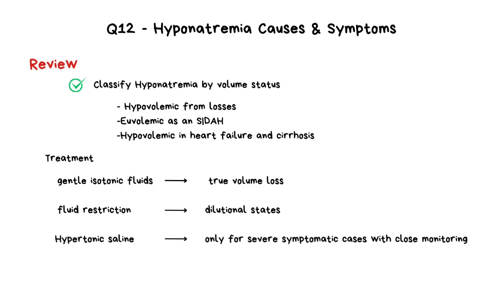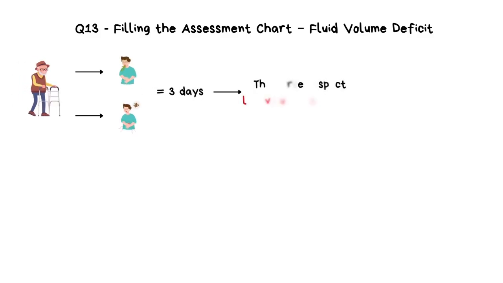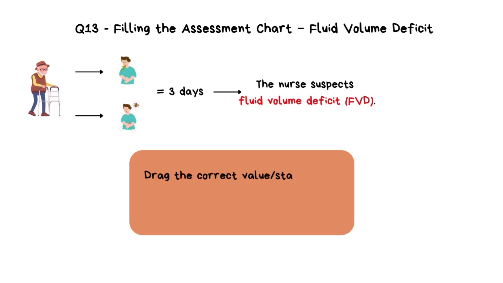Great! Let's keep going with the advanced NGN set. Let's start with an assessment-based drag-and-drop Cloze question on fluid volume deficit. A 65-year-old client has had vomiting and diarrhea for 3 days. The nurse suspects fluid volume deficit. Complete the assessment chart by dragging the correct value or status into each blank.